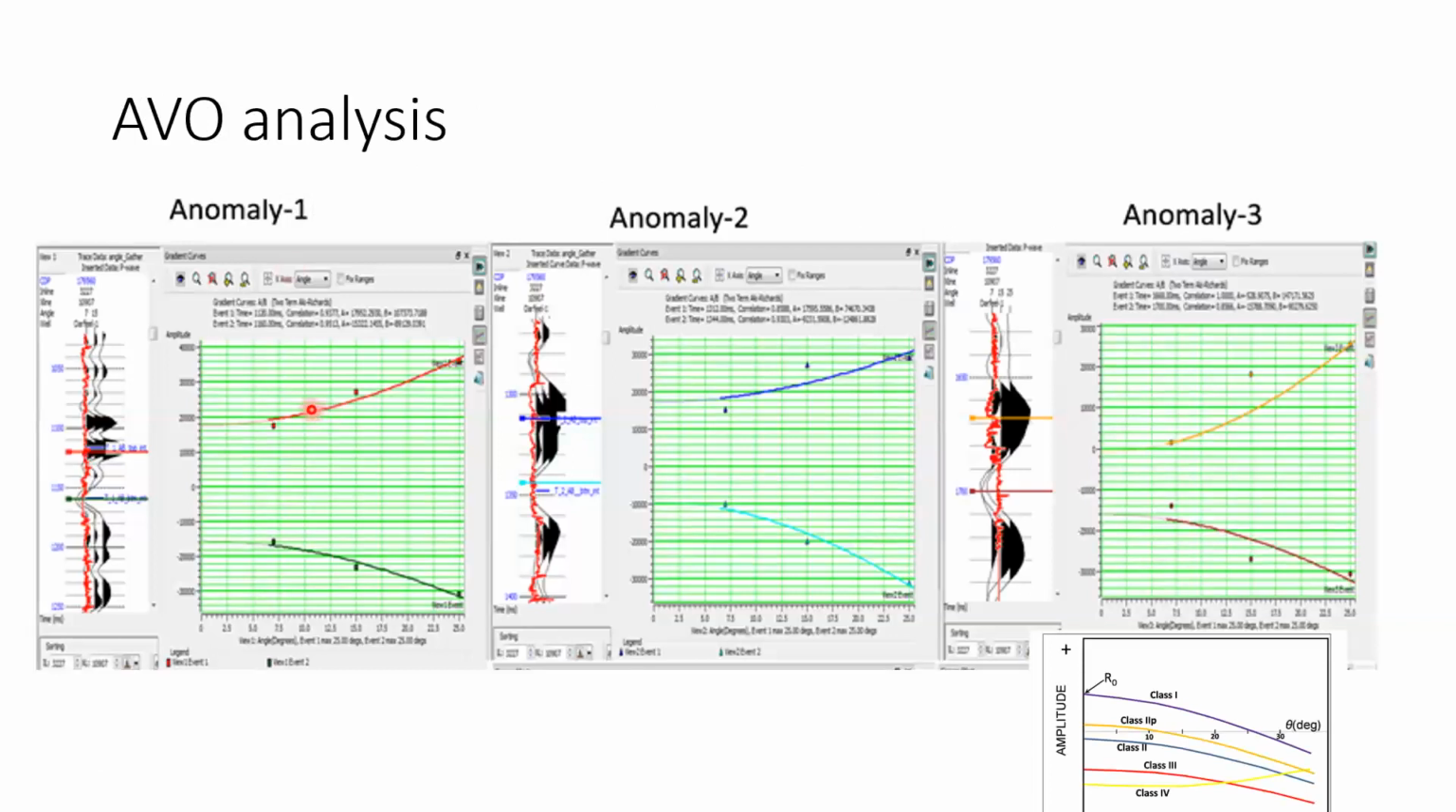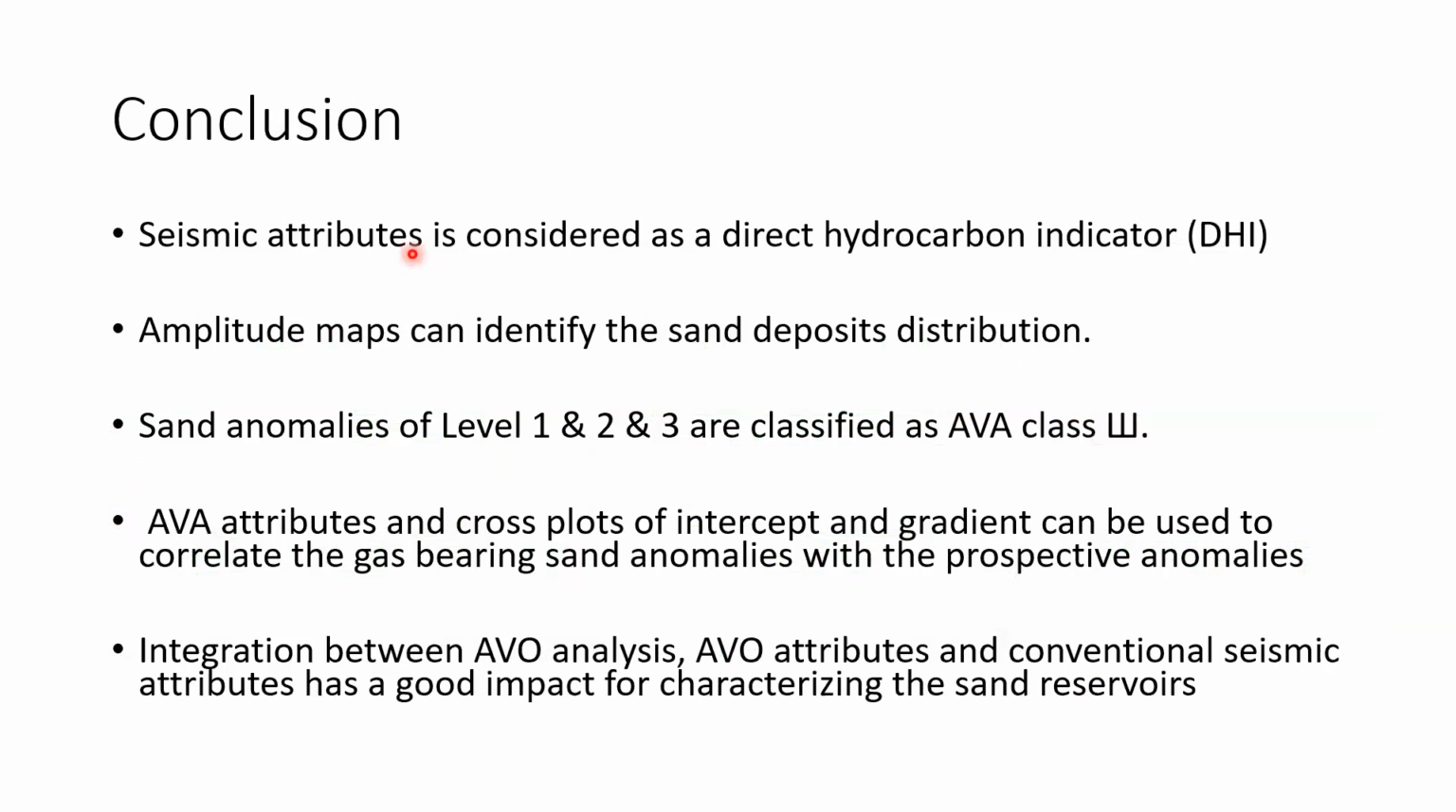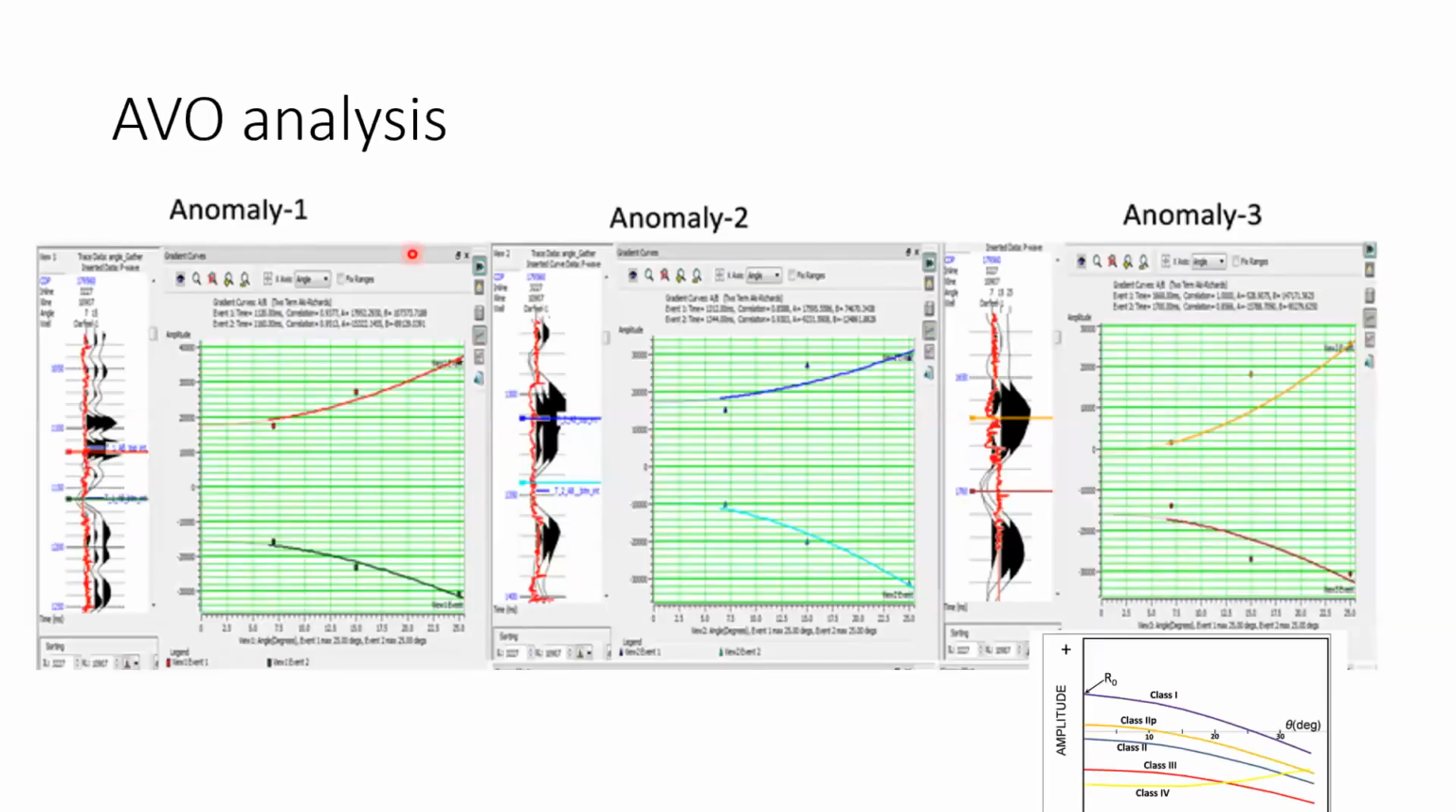And this is the actual AVO analysis, according to the AVO classes that we just discussed. And finally, you get a final conclusion to integrate all of these tools together. Okay, you have maps, you have the synthetic seismogram, you have the AVO analysis, so you can integrate all of these tools to get a final conclusion.